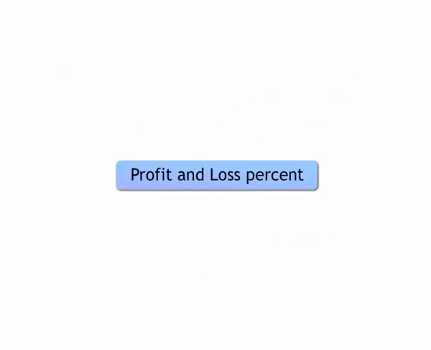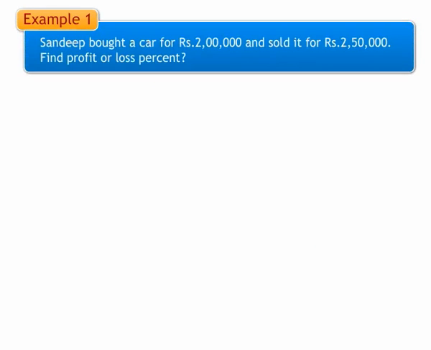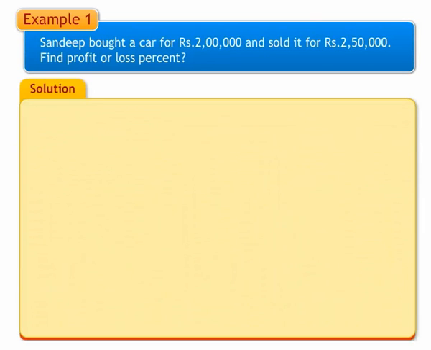Let us see examples to calculate profit and loss percent. Example 1. Sandeep bought a car for rupees 2 lakhs and sold it for rupees 2,50,000. Find profit or loss percent. Solution. Here, selling price is more than cost price. So there is a profit.